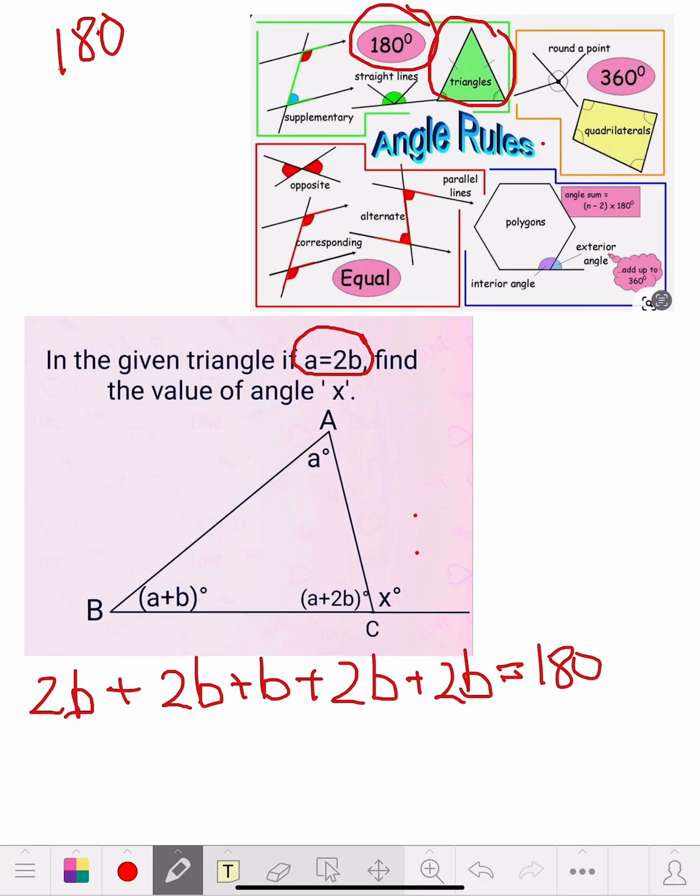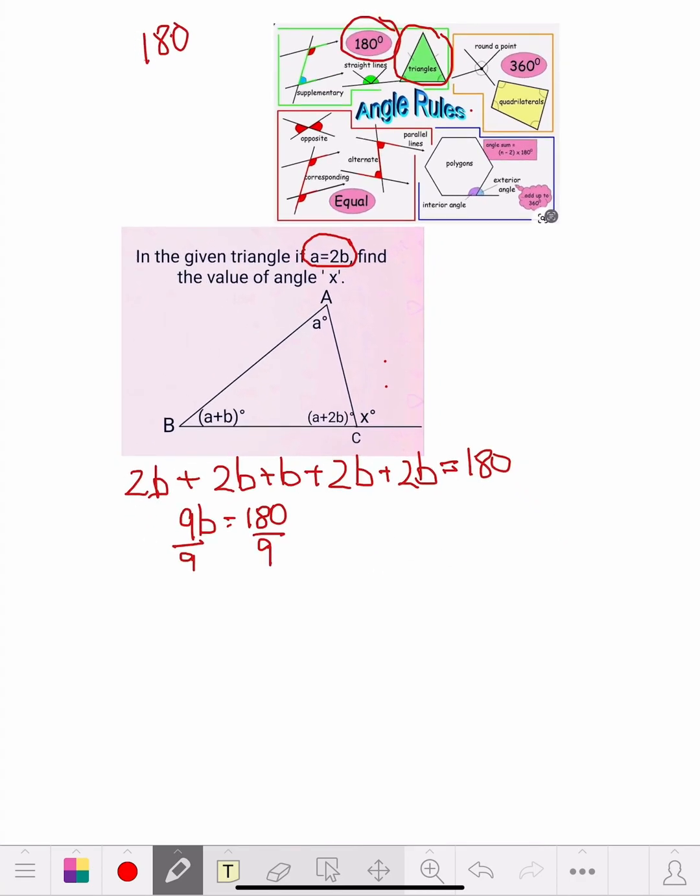Okay, so let's see how many B's we got. We got 2B, 4B, 5B, 7B, 9B's. So we got 9 B's. 9 B's equals 180. Okay, so let's get the B by itself. We got to divide by the inverse. Divide both sides. What we do to one side, we got to do to the other side. So these two 9s cancel each other out, and this goes down to 20. So B equals 20.